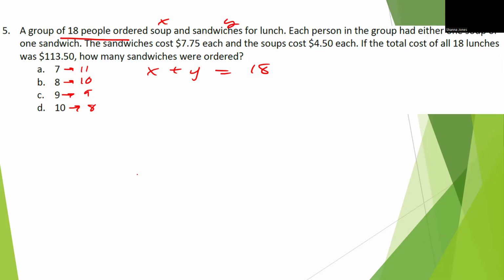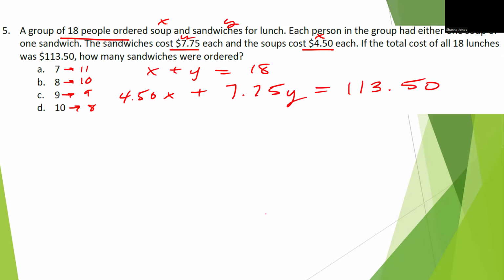Okay. And in total, together as price, you have that sandwiches cost $7.75, and you have that soups cost $4.50. So $4.50 times the amount of soups plus $7.75 times the sandwiches has to equal $113.50.